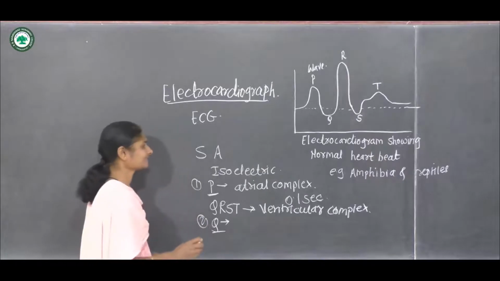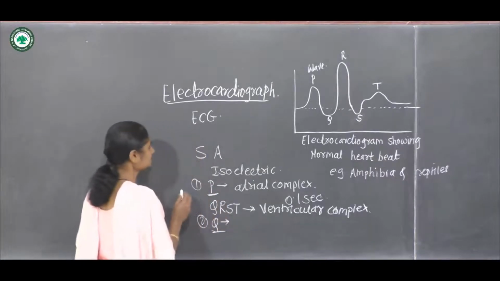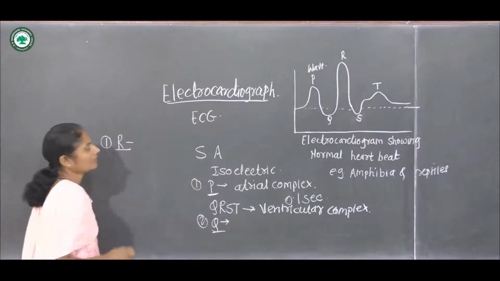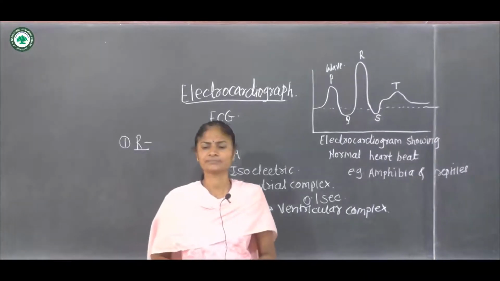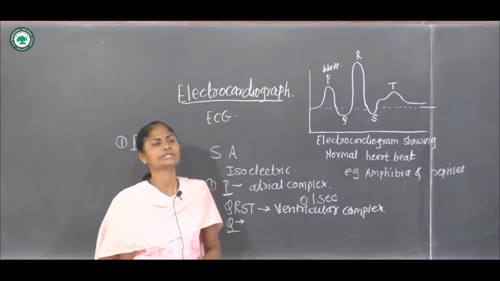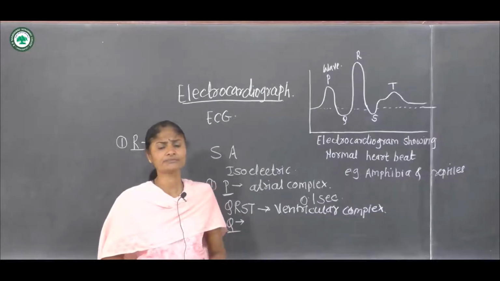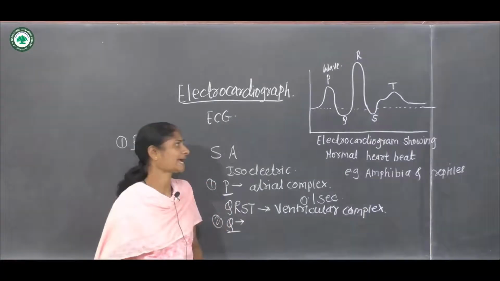The next wave is the R wave, which is also an upward deflection, and is the second upward deflection. It is a prominent wave with the tallest amplitude.